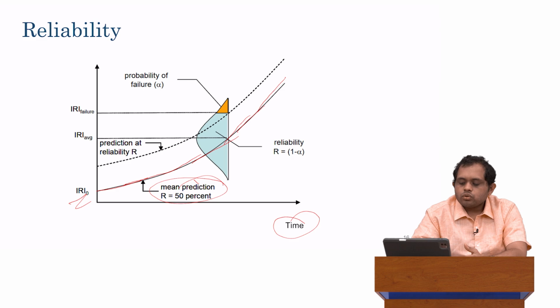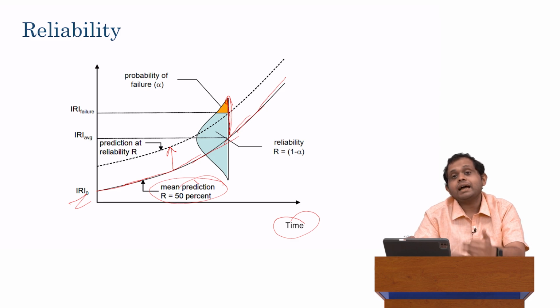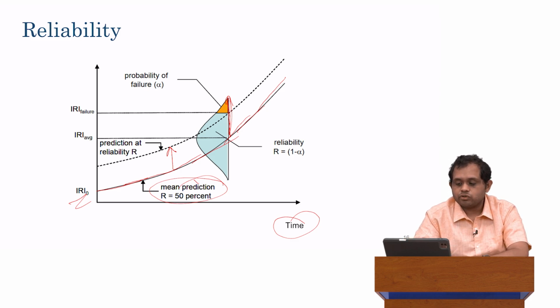So what we would like to do is shift this upwards. We would like to somehow increase the IRI, so that the failure rate, the percentage of time that the pavement will fail, starts decreasing. In other words, the reliability of the value starts increasing. That's what's shown in this orange over here. If this is the value at R equal to 50% reliability, this dotted line is at any other R greater than 50.